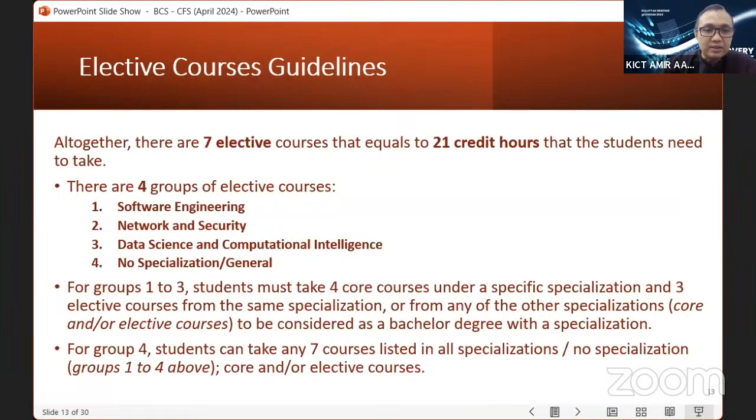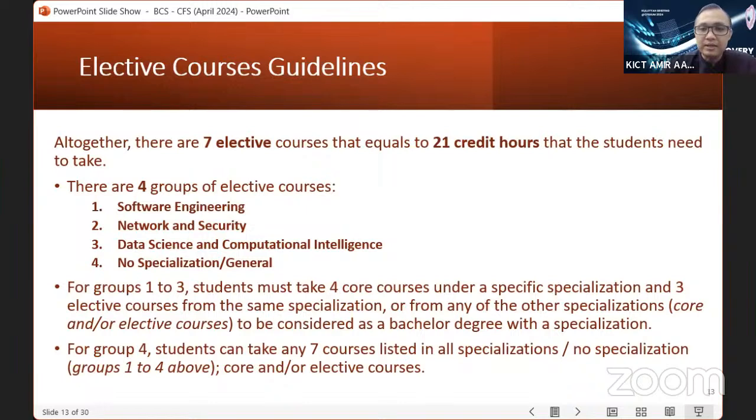All right, so altogether, if you plan to take any of the specializations, we actually have 4 specializations, and in order to take those specializations, you need to choose some elective courses. So our groups of elective courses for specialization are, first, software engineering. Second one is network and security. The third one is data science and computational intelligence.